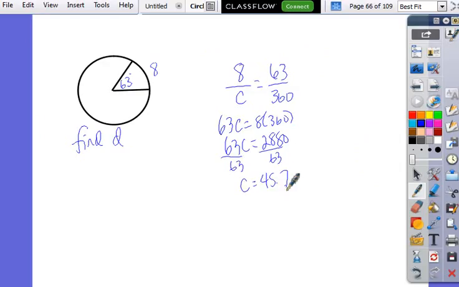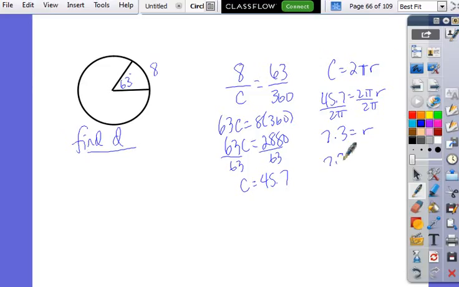Now it's asking me to find diameter. I'm going to do it both ways. One way is to do the 2 pi r formula. So I'd say 45.7 equals 2 pi r, divided by 2 pi. Somebody tell me what that is. Is that the 7.3? Yes, that's right. All right. But notice, what did I just find? Radius. I found the radius, and it wants me to find diameter. So how would I take the radius and turn it into the diameter? Multiply by 2. I would take that times 2 to equal diameter and get 14.6.